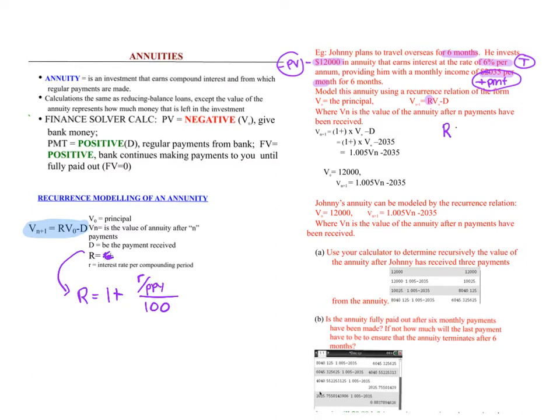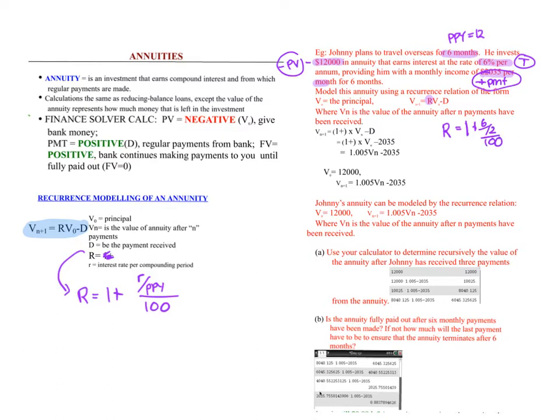Okay, so we're going to do that up here. What would the PPY be if it's monthly? 12? Yeah, good. So it'll be 1 plus, what was the interest rate? 6? Good. All right, 6. So 1 plus 6 over 12 over 100. So that will be the R.